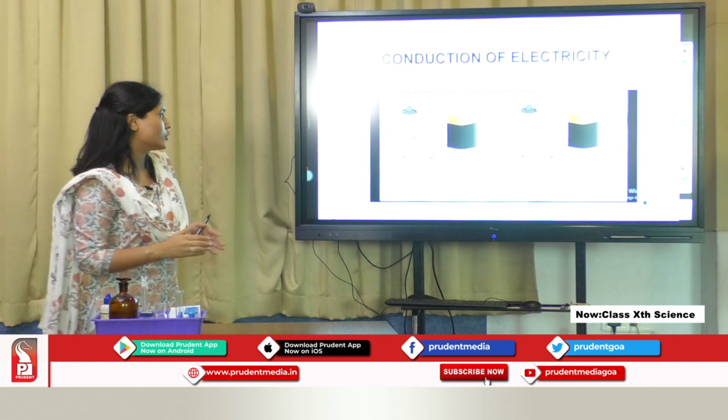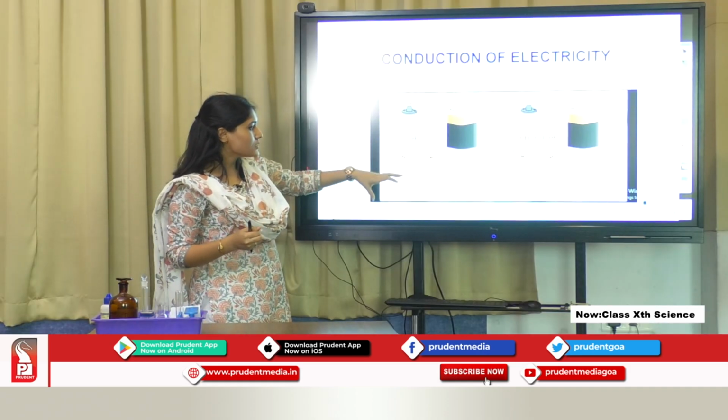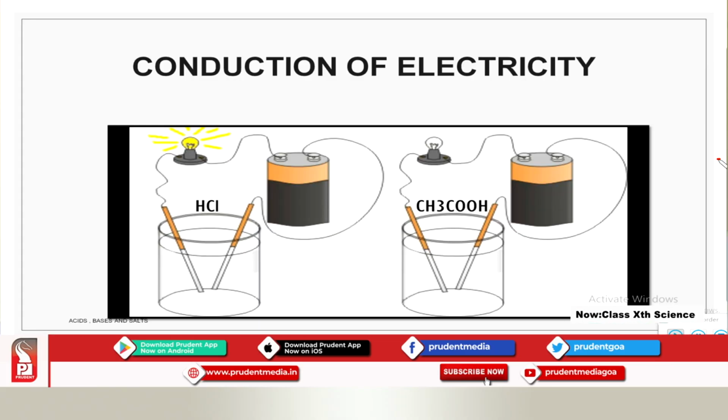You can see over here, there are two beakers, one containing hydrochloric acid, which is a strong acid, and the other containing acetic acid, which is a weak acid. Two electrodes are connected to a battery source and a bulb is attached. Once the ions start moving freely, the bulb lights. Now, why does it light only in the case of the HCl solution but not in the case of the acetic acid solution? Can you think about it?